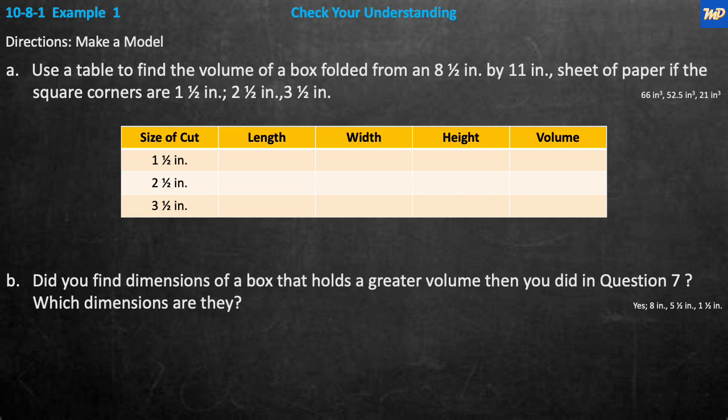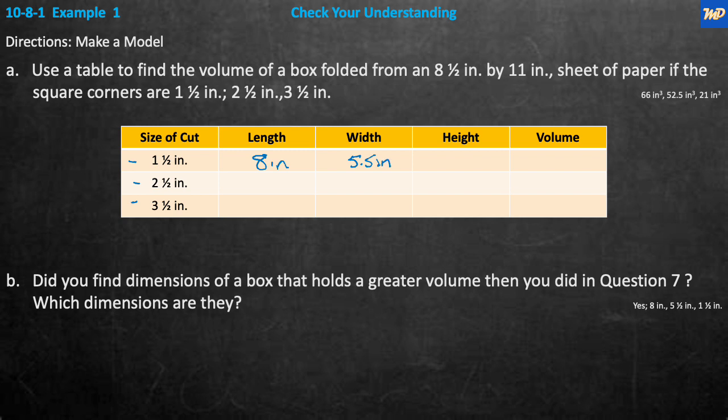Okay, now that you're back, let's look at it. So we got the table. We have 3 rows this time. We have 1.5, 2.5, and 3.5 inch corners. And we have the typical length, width, height, and volume. So the length started at 11. We're going to take 1.5 inch corners, which means 3 inches. So 11 minus 3 is 8. So we're going to start with an 8 inch length. The width is 8.5 minus 3, right, is 5.5 inches.